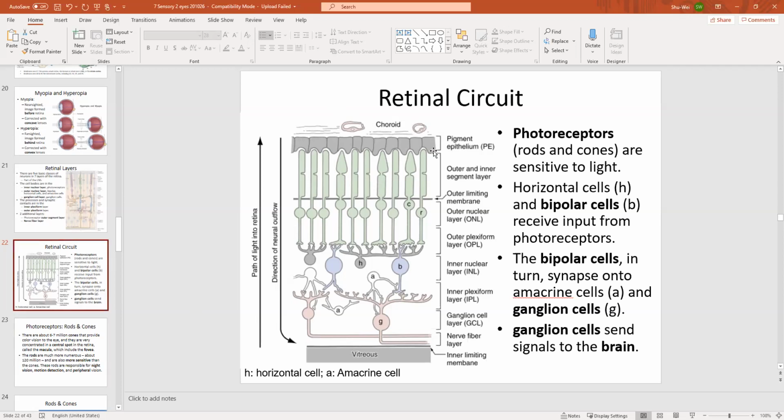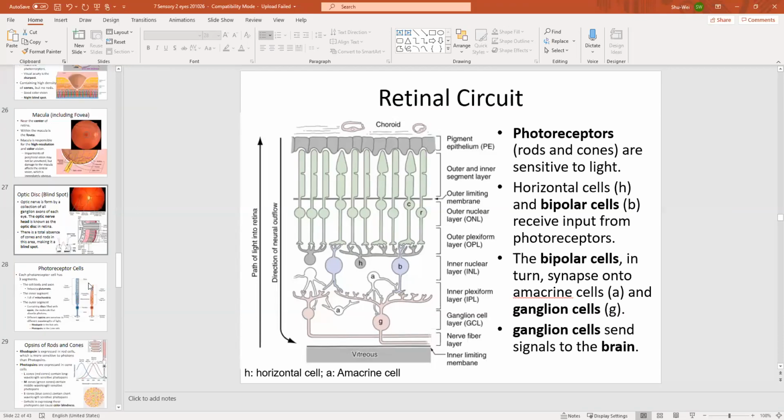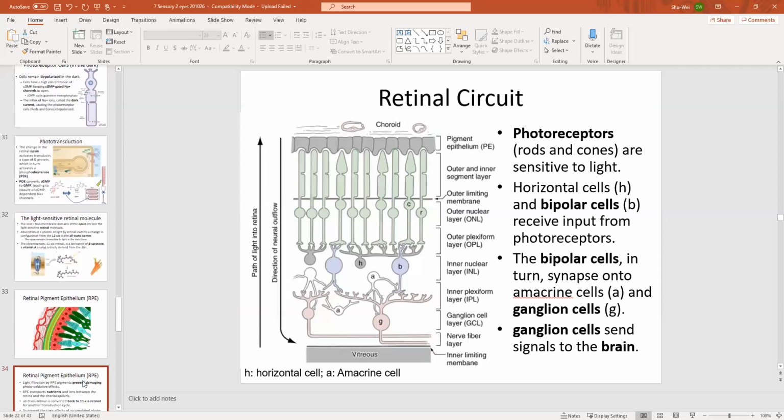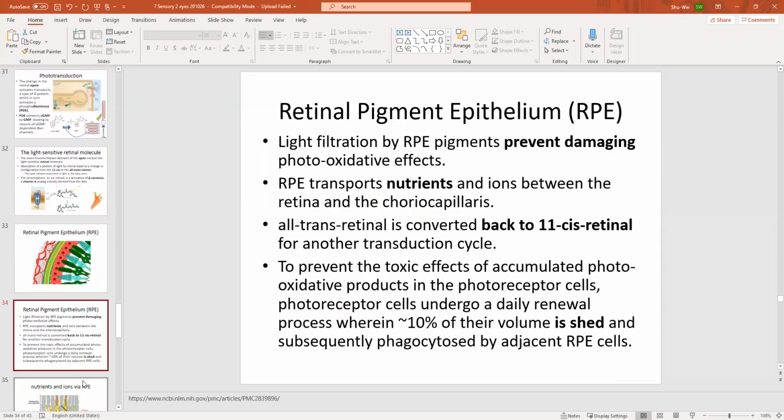So here is the last protection. We have the pigment to absorb this light. That's one major function of the retinal pigment epithelium cells: to absorb light to prevent the damage of the photooxidative effects to our tissue. In addition to that, it's also working to support the retina.